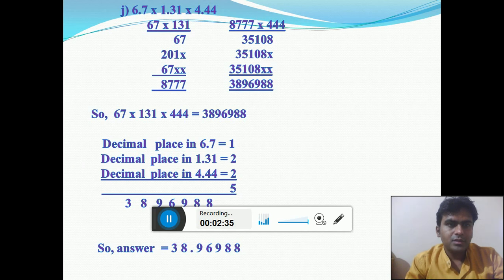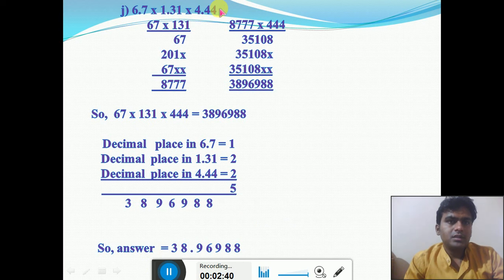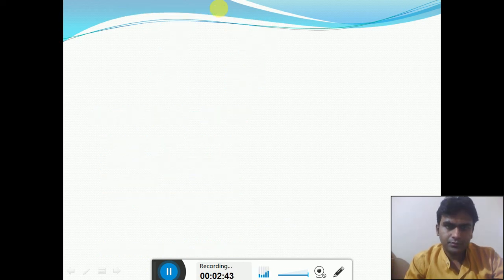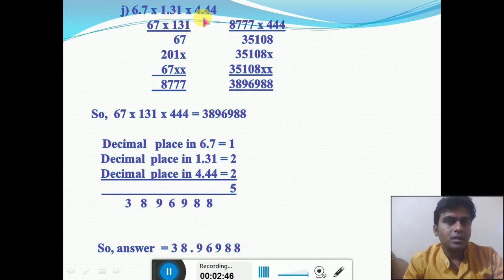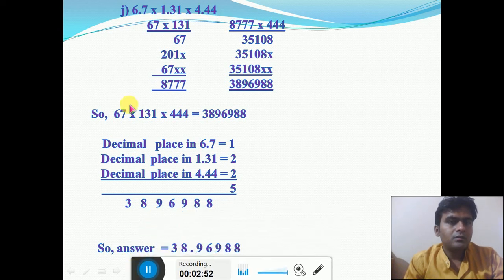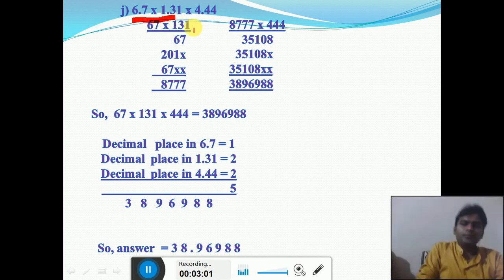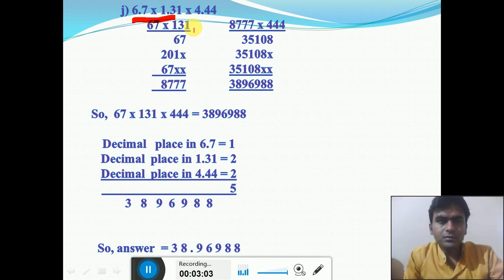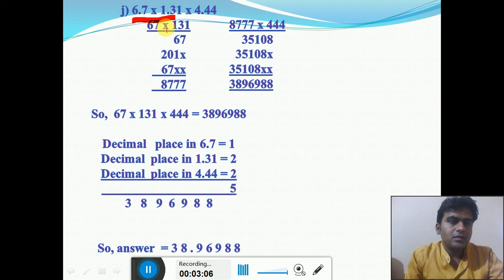Next question, second J. In this, 3 numbers are given: 6.7, 1.31, 4.44. So what we will do, we will forget the decimal point first, and first we will multiply the two numbers 67 and 131. So when we multiply 67 with 131, we will get 1 sevens are 7, 1 six is 6, and 3 sevens are 21, carry over 2, 3 sixes are 18, 18 plus 2 is 20.